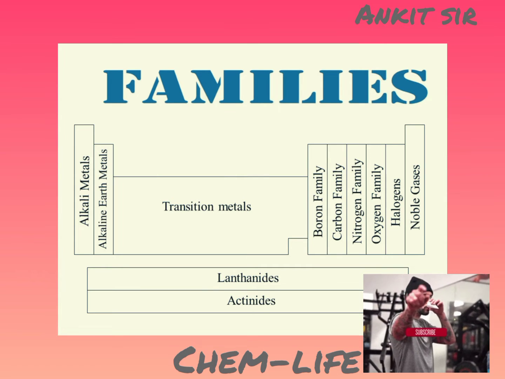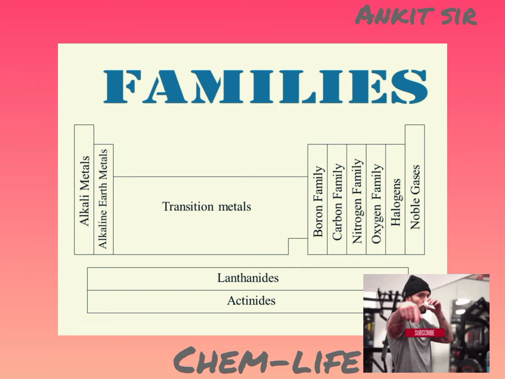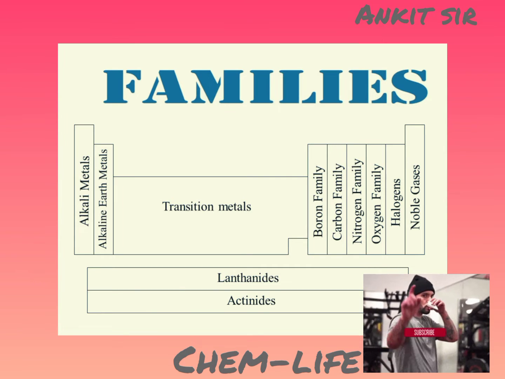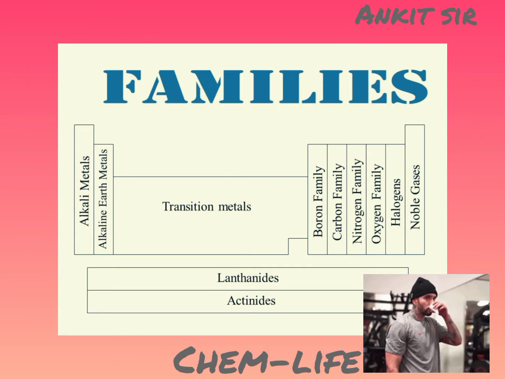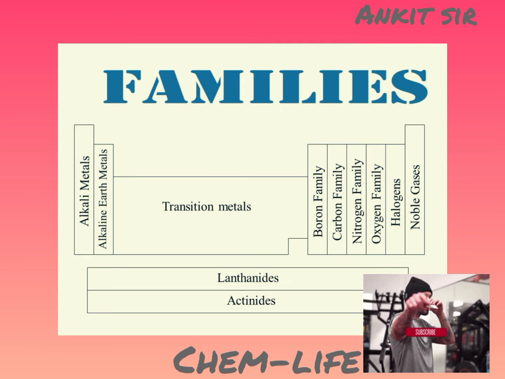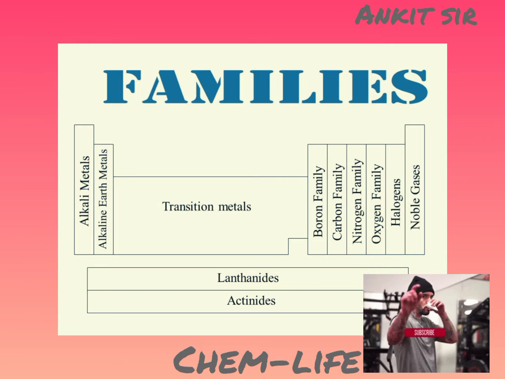Boron family, carbon family, nitrogen, oxygen, halogen, and noble gases. And the whole periodic table is divided into 4 blocks. S block contains alkali metals and alkaline earth metals. D block contains transition metals, and F block contains inner transition metals, which is further divided into 2 groups, lanthanide and actinide.